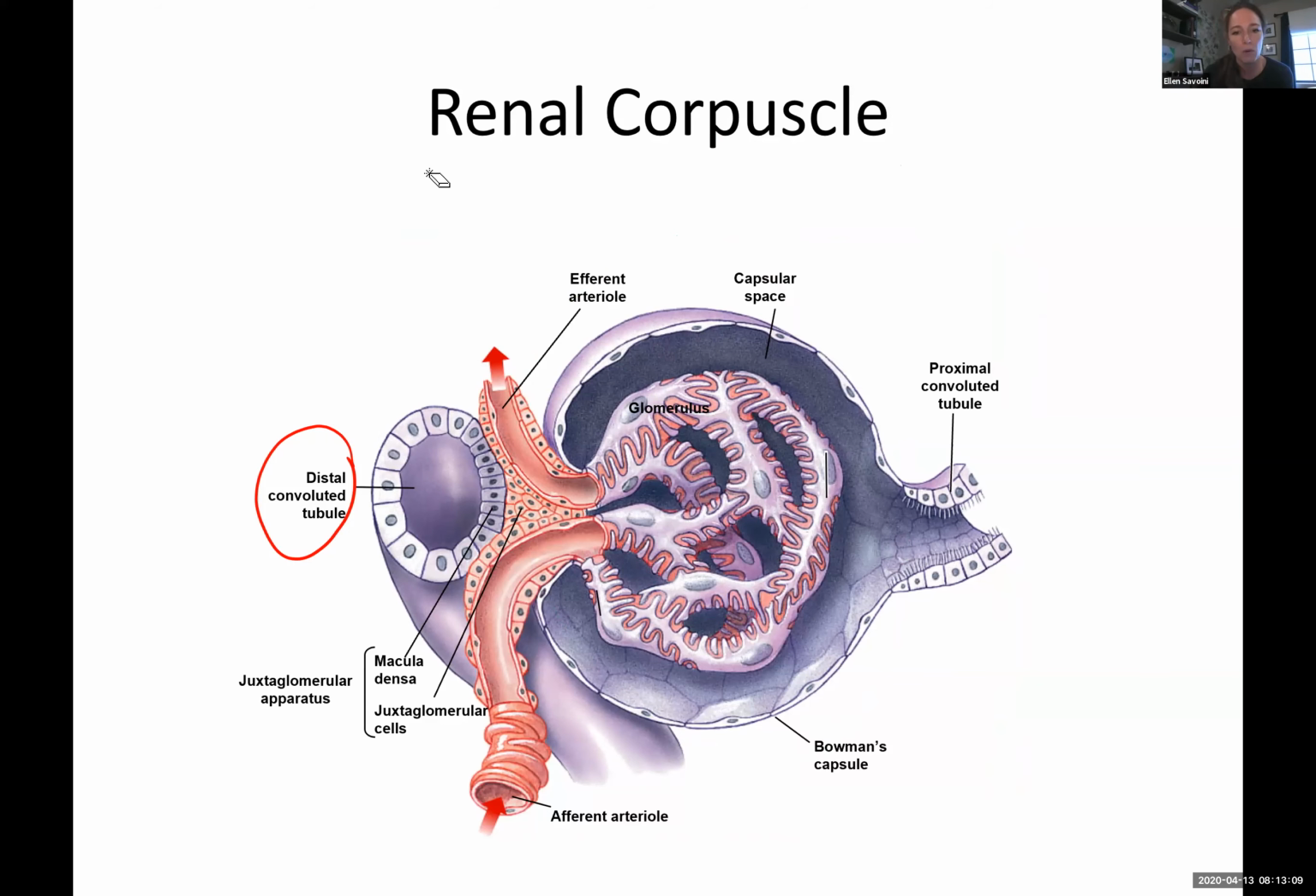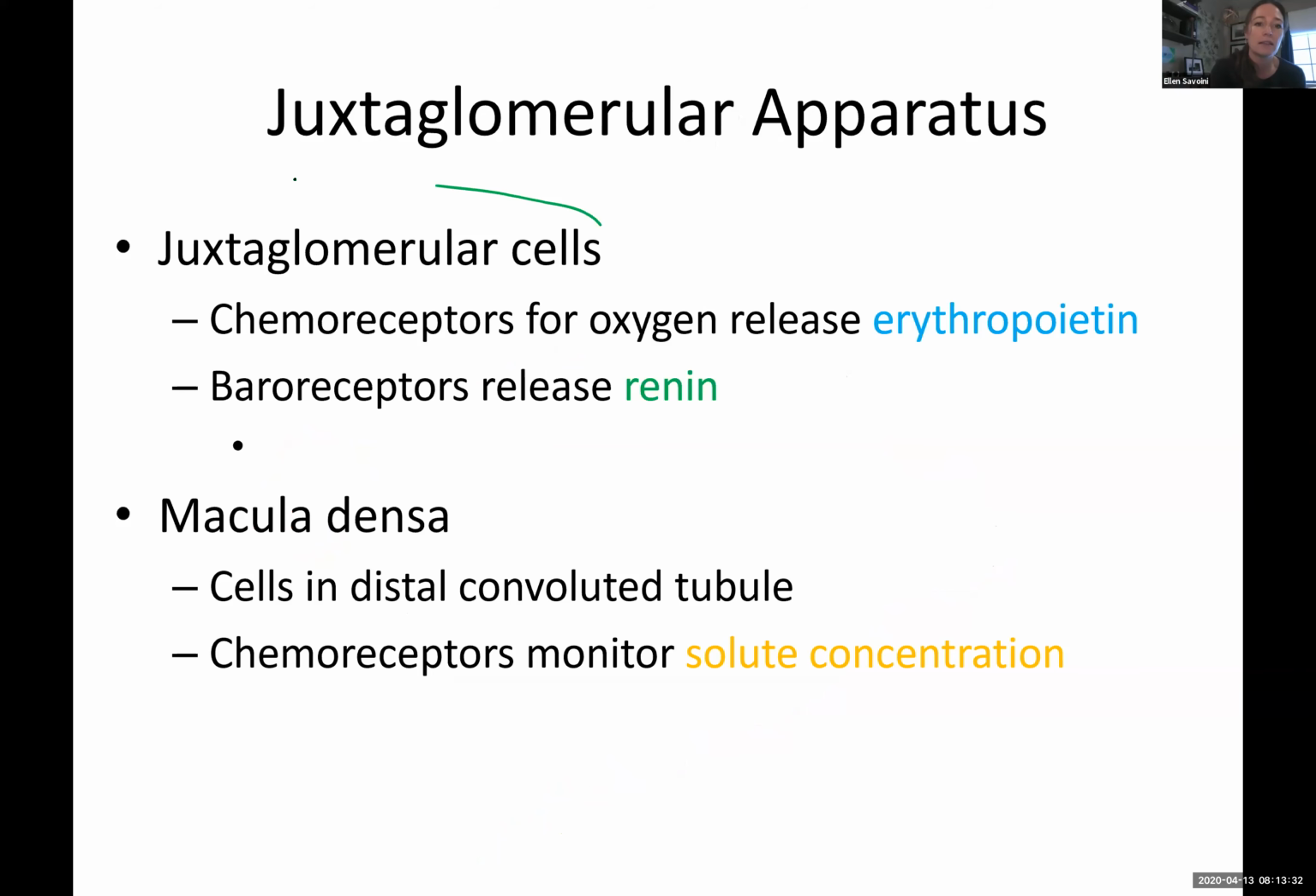And so what's important is the afferent arteriole is bringing blood into the glomerulus within the renal corpuscle. And as it brings blood in, it's actually swiping by a whole series of cells. And these cells here are known as our juxtaglomerular cells. I think that's on this here. These guys right here. Juxta is sort of a fancy way of saying next to the glomerulus.